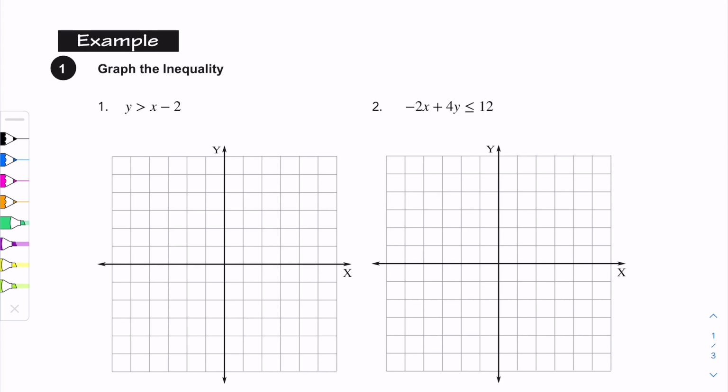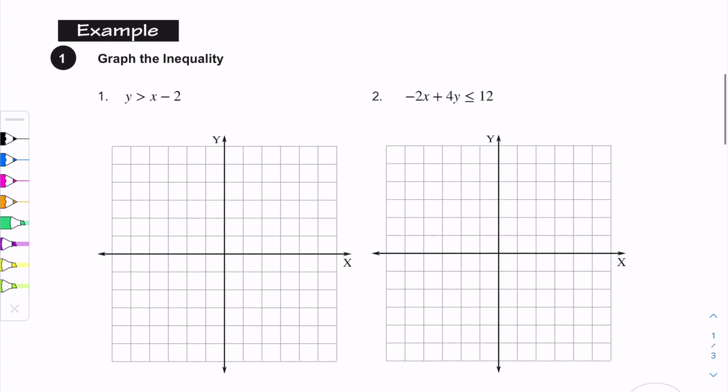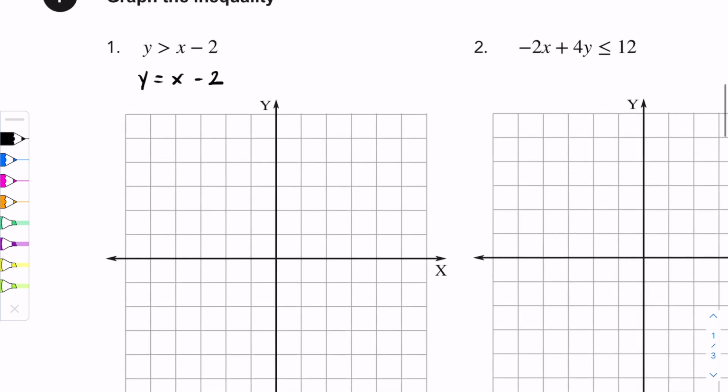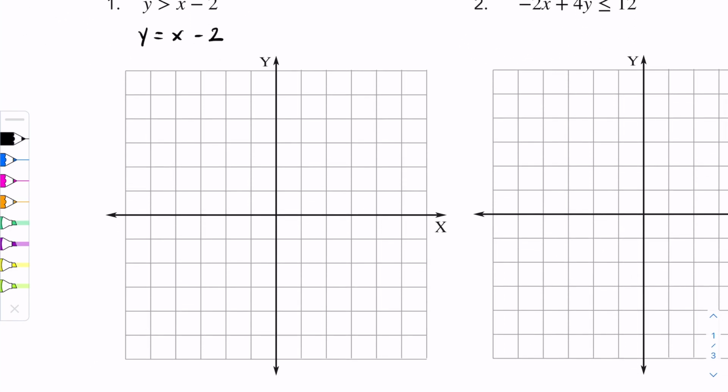Okay, number 1. So following the steps from above, we want to determine if we are graphing in slope-intercept or in standard form. And in this case, we're graphing in slope-intercept. Our inequality is y is greater than x minus 2. Step 2 says to pretend the inequality is an equation. So we just do that for ease of graphing. It doesn't really help us do anything other than plot the points on the graph.